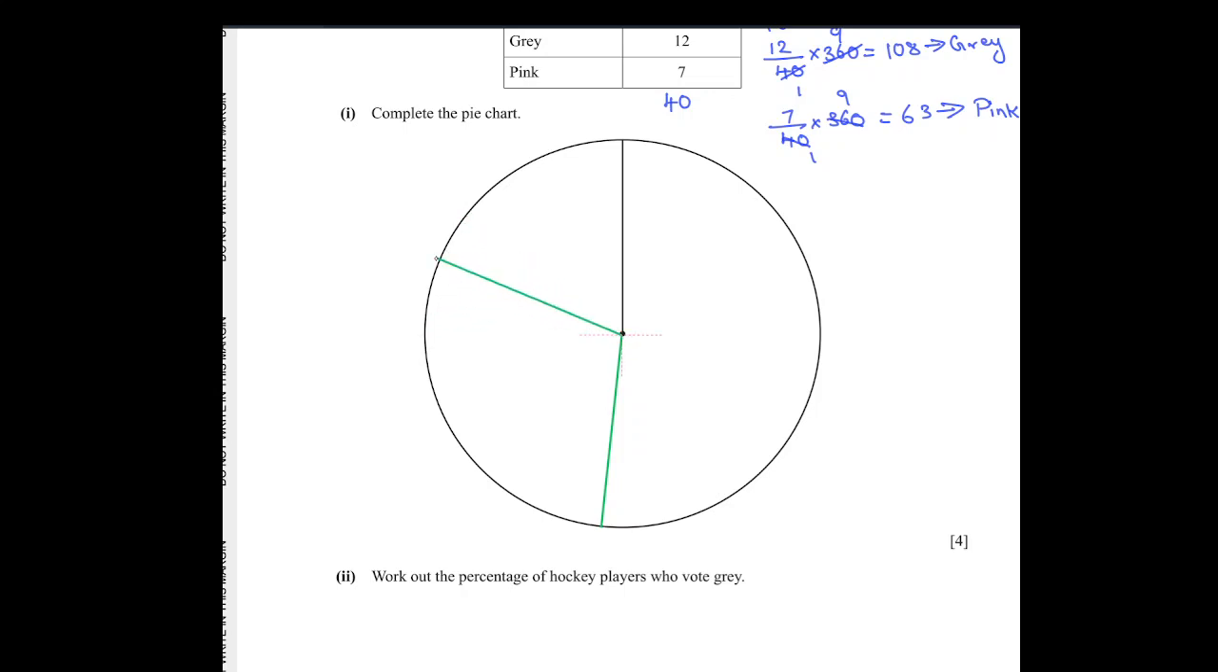108 will be maybe like this, and this is 63.